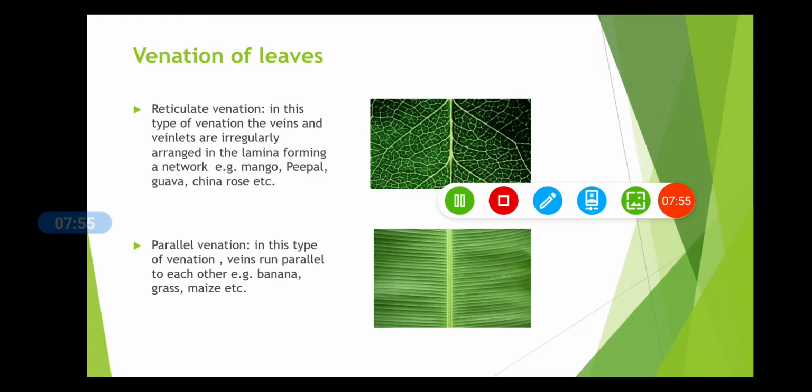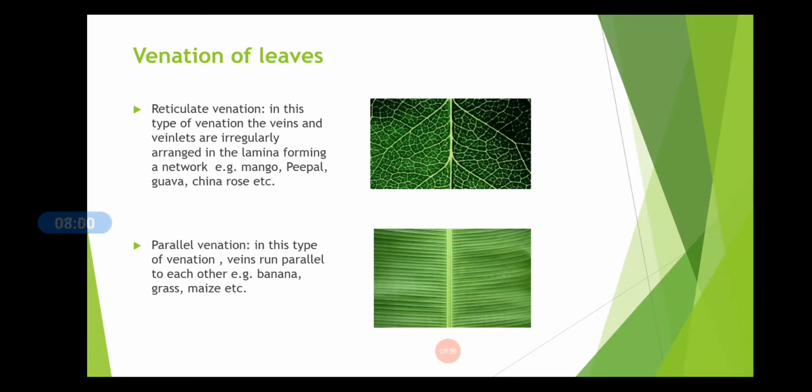Next is parallel venation. Now, in parallel venation, you will find that the veins are running parallel to each other. There are no such veinlets, but the veins are running parallel to each other. So this type of venation is found in the banana leaf, grass, maize, etc. Generally, all the monocotyledonous plants have this parallel venation.